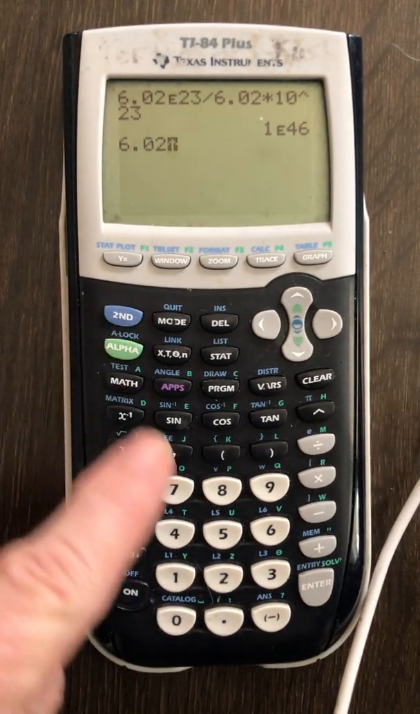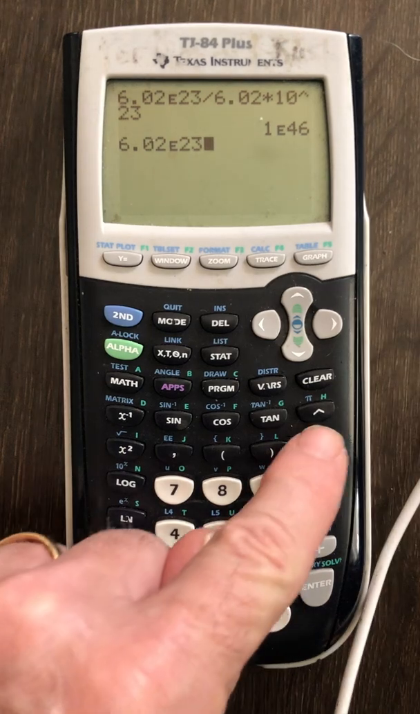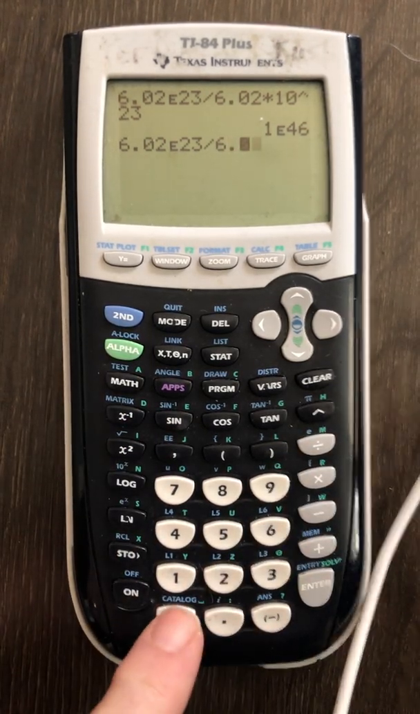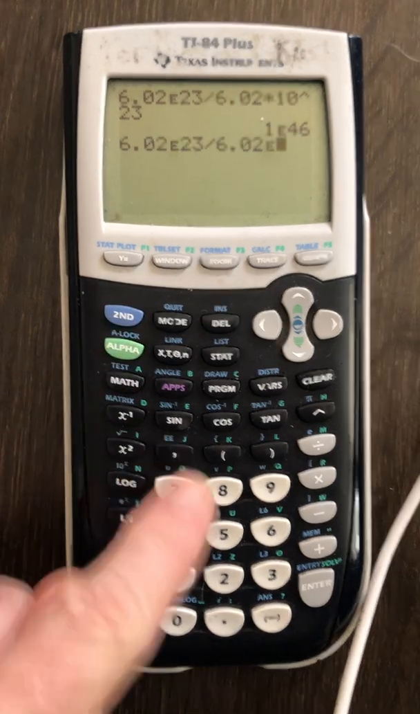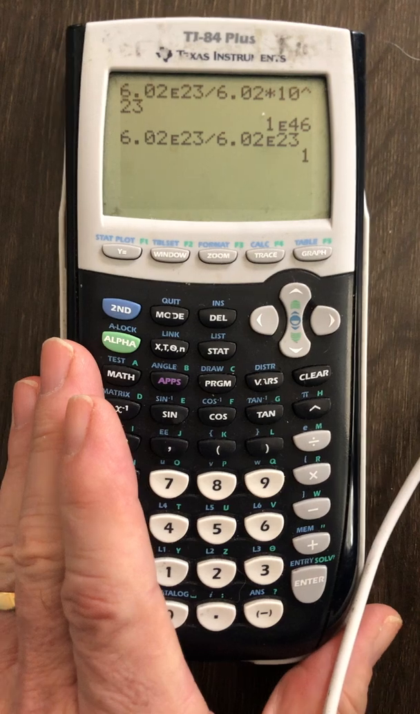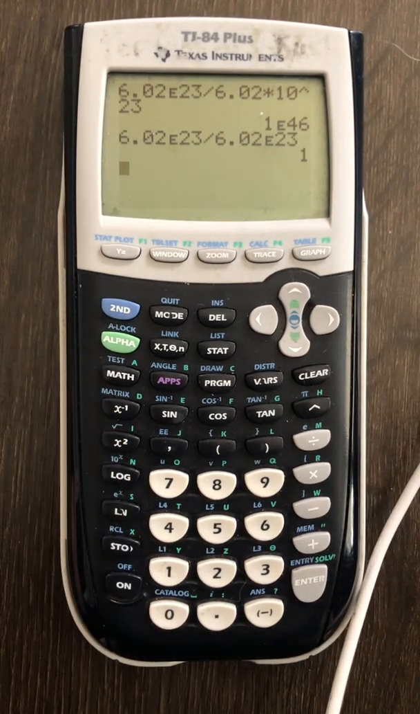6.02 second EE 23 divided by 6.02 second EE 23, you get 1. Now, you can use the caret thingy if you really want to, but it's problematic because you are going to forget to do what I'm going to tell you. But if you really want to use the caret and you don't want to use the exponent entry function, there is a way.